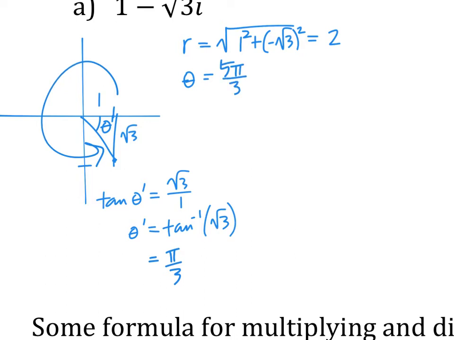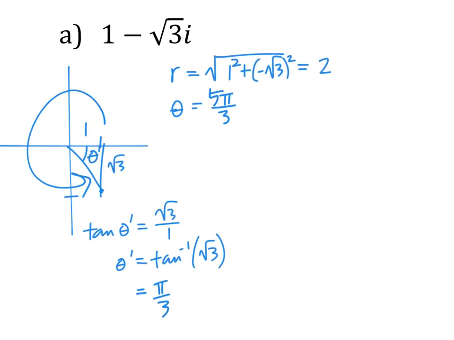So far, so good. Same stuff as before. We've been doing this radius and angle for a while now. Okay, the last thing we're going to do is write this in trigonometric form. So r cis theta. So 2 cis 5 pi over 3.